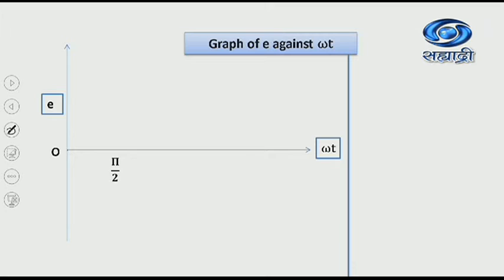When the coil completes quarter rotation, that time phase is pi by 2. When the coil completes half rotation, phase is pi. When the coil completes third quarter rotation, phase is 3 pi by 2. And when the coil completes one complete rotation, the phase is 2 pi. And for that, with the help of the equation E is equal to E naught sin omega t, if you obtain values of EMF for various phase values, the nature of the graph you will get like this.